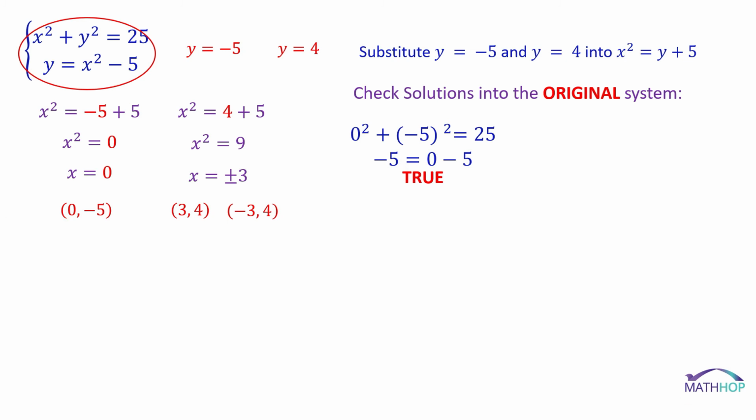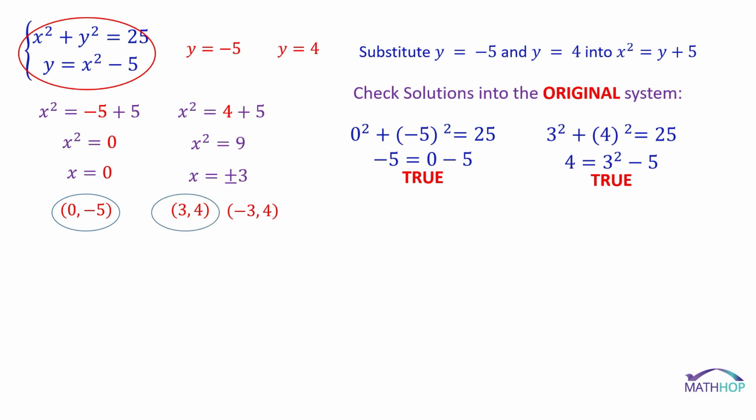Next point, let's do 3, 4. Let's first make sure that we note that negative 5 works. Now let's try 3, 4. 3 squared plus 4 squared, 9 plus 16 is 25. That works. 4 equals 3 squared minus 5. 4 does equal 9 minus 5. So that works. Looks like 3, 4 is a solution.